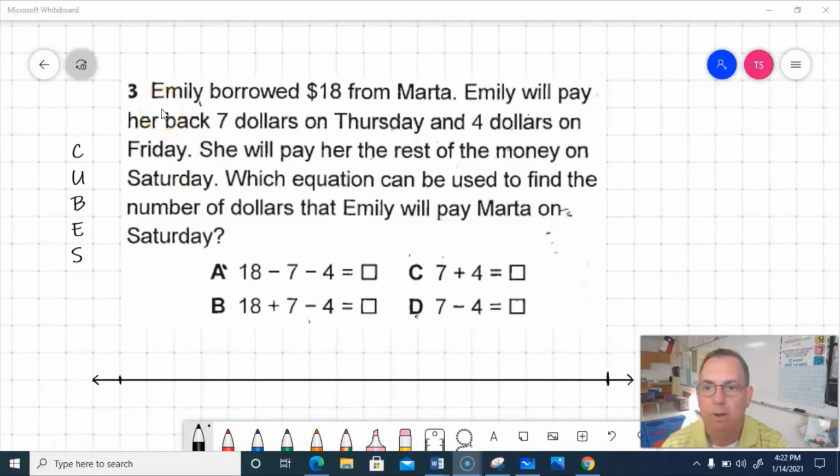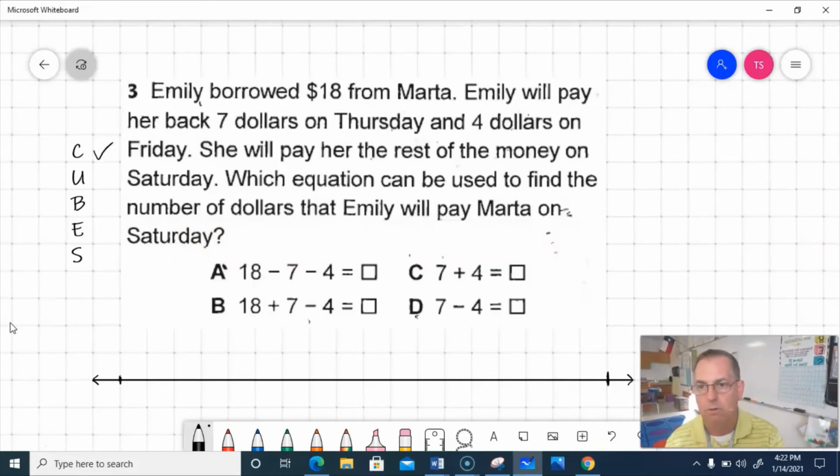Okay, follow along as I read. Emily borrowed $18 from Marta. Emily will pay her back $7 on Thursday and $4 on Friday. She'll pay her the rest of the money on Saturday. Which equation can be used to find the number of dollars that Emily will pay Marta back on Saturday? So I'll cube this.